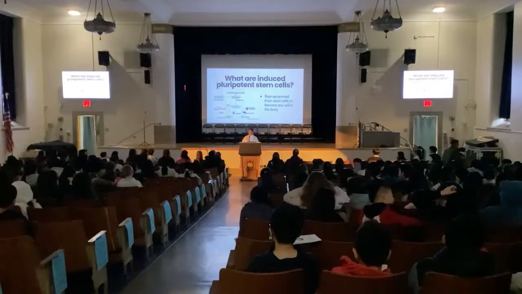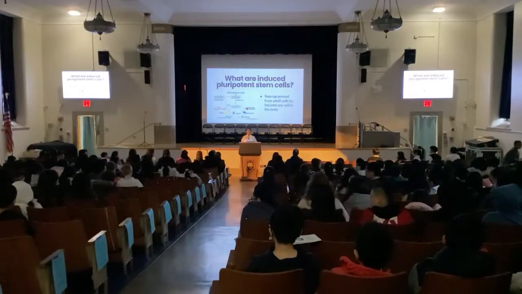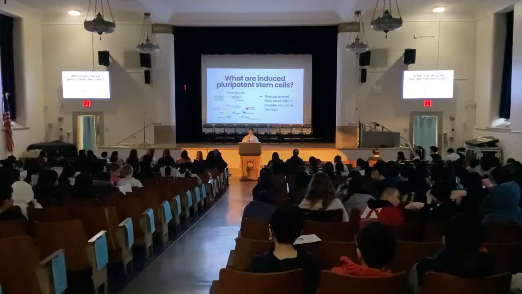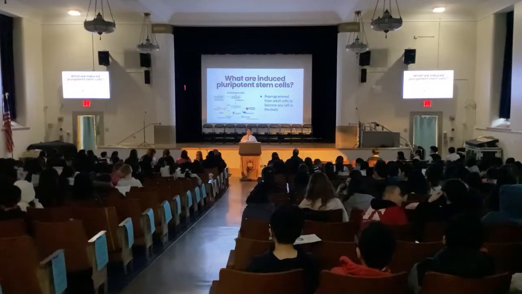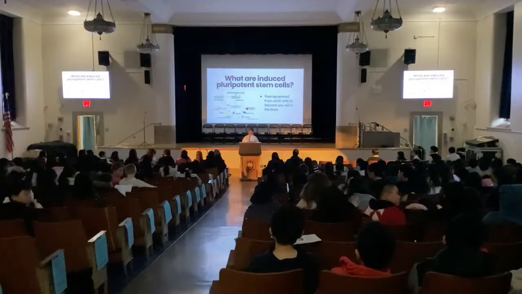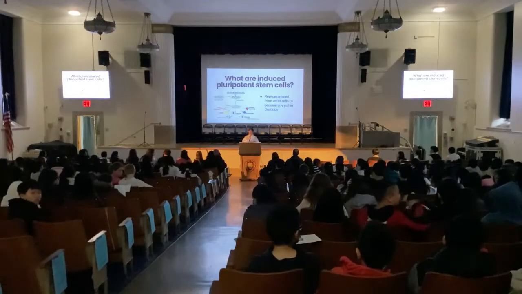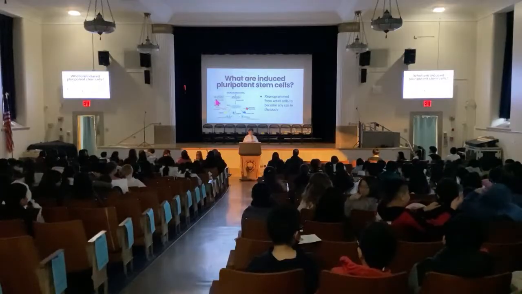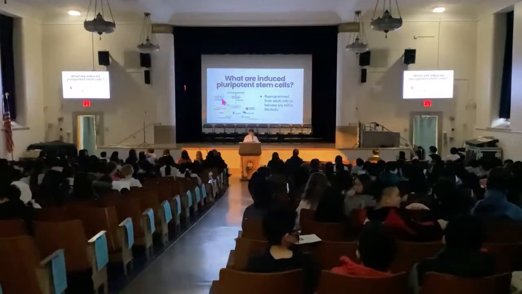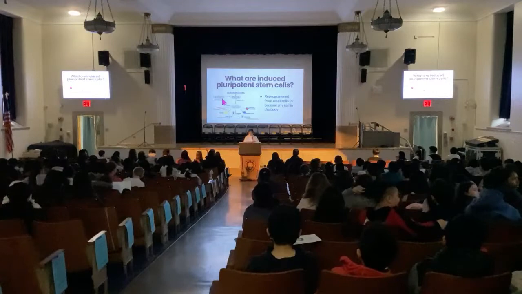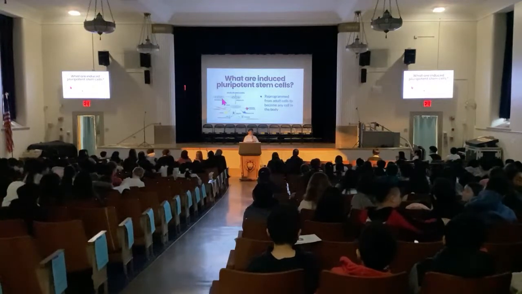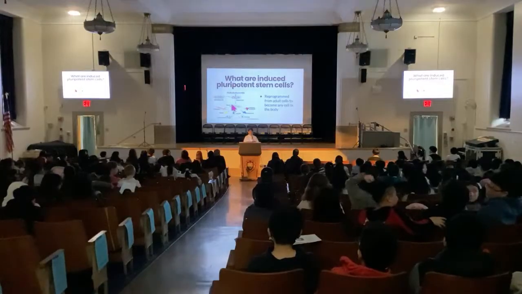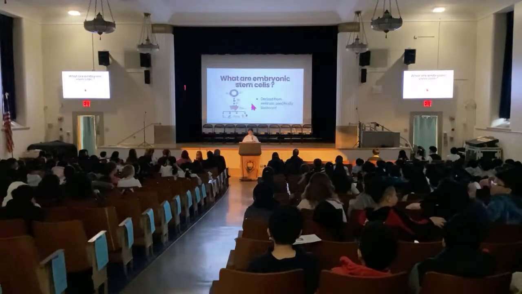So first, we need to understand what induced pluripotent stem cells are. Induced pluripotent stem cells are adult cells that have been genetically reprogrammed to become any cell in the body. Genetically reprogrammed is when genes within a cell are either repressed or activated in order to convert one cell type to another. As you can see here, the adult fibroblast cell, a fibroblast being a type of cell that contributes to the formation of connective tissue, goes through reprogramming factors, and then it can turn into all these types of cells.